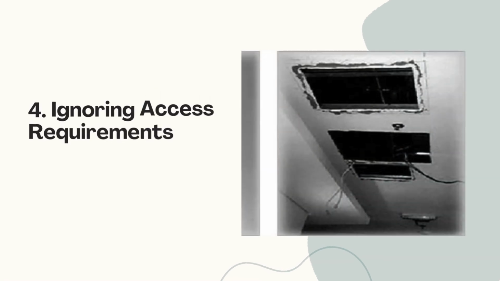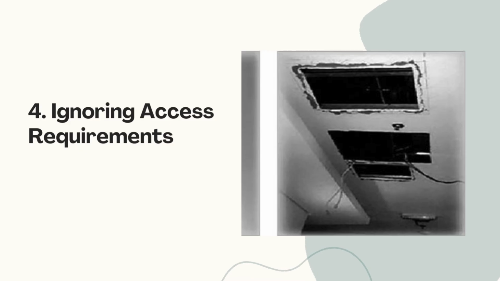Fourth one is ignoring access requirements. This happens when valves, electrical panels, or equipment are placed in hard to reach areas, like behind ducts or above false ceilings with no access. How to fix this? Always design with maintenance in mind. Provide proper access panels or ensure enough clearance around all maintainable equipment. Also, don't forget to provide trapdoors wherever equipment is placed above the false ceilings. This is often missed.